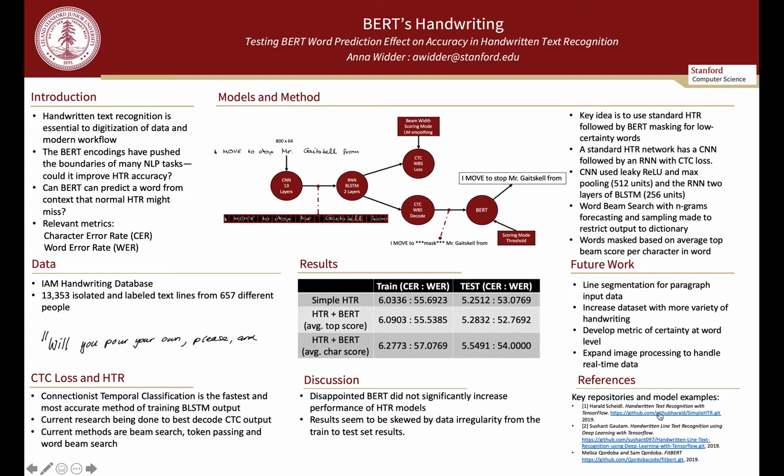I was testing whether adding BERT word prediction would improve the accuracy of handwritten text recognition. Handwritten text recognition is a pretty well-established field, and BERT is pretty new. BERT is trained on a lot of data and has pretty deep embeddings for each word, so I wanted to see if BERT could think about what kind of word would fit in a sentence, which handwriting text recognition just doesn't do.